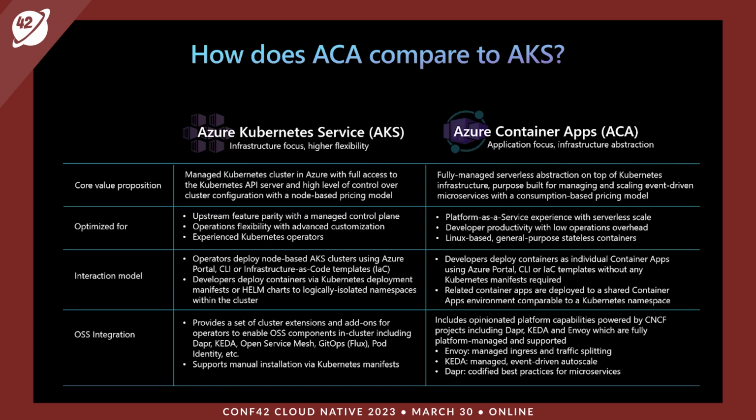In terms of deployment and development, on AKS, you deploy via Kubernetes deployment manifest or YAML or Helm charts or CLI. On ACA, you can use the portal, CLI, or infrastructure as code templates to deploy container apps. If we look at integration, on AKS, you can install, but you also need to maintain components like KEDA, Dapr, and service mesh. You need to bootstrap them. On ACA, that is fully managed and supported. You're using the features without having to bootstrap them in the environment. Let's see this in action.